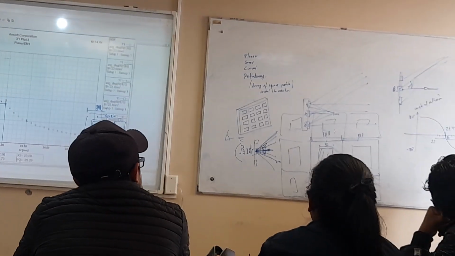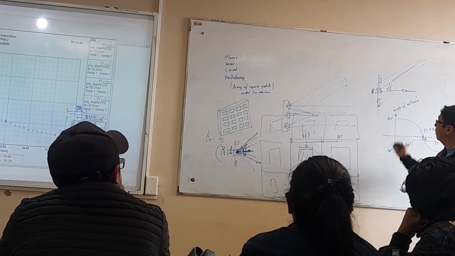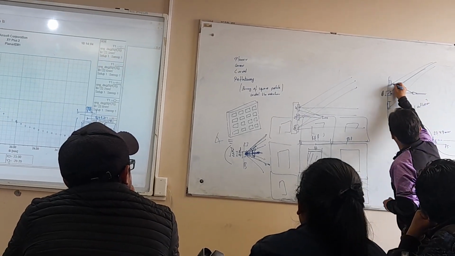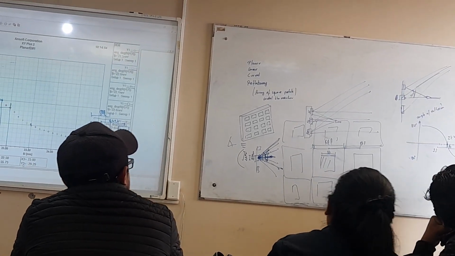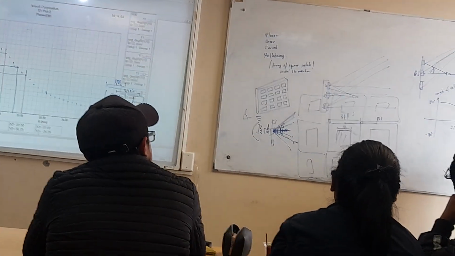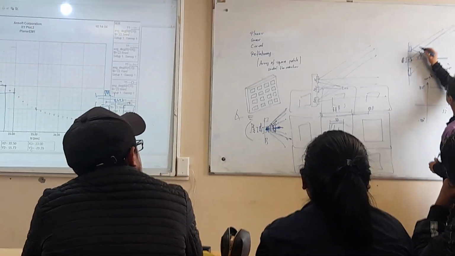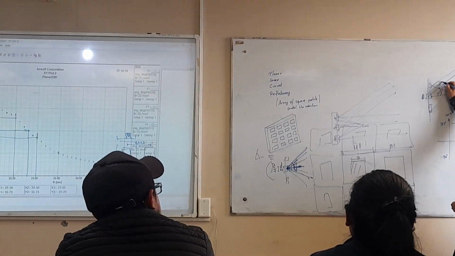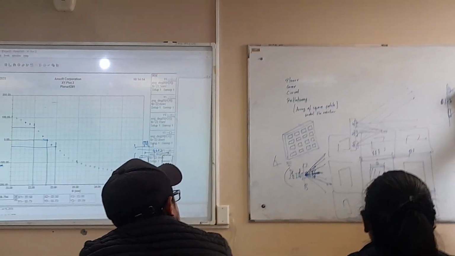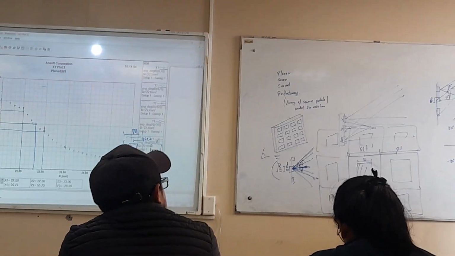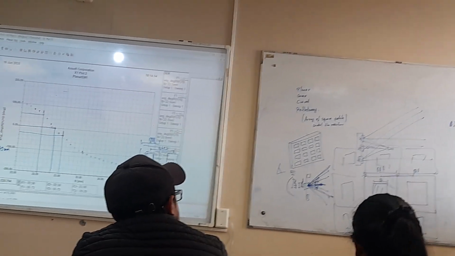What happened with the next patch? In the next patch, this is the angle, and this is the reflection. This angle is 50, but we need this other angle. What is this other angle?